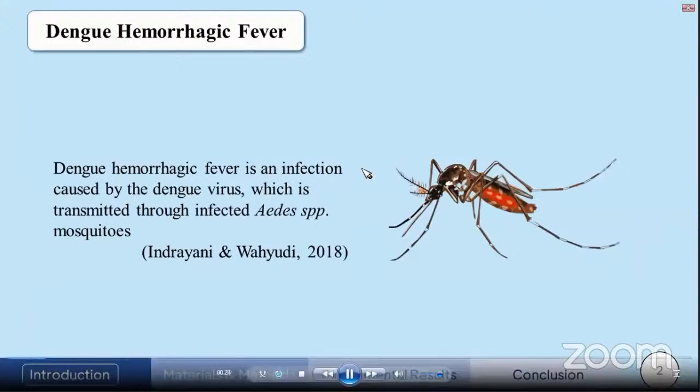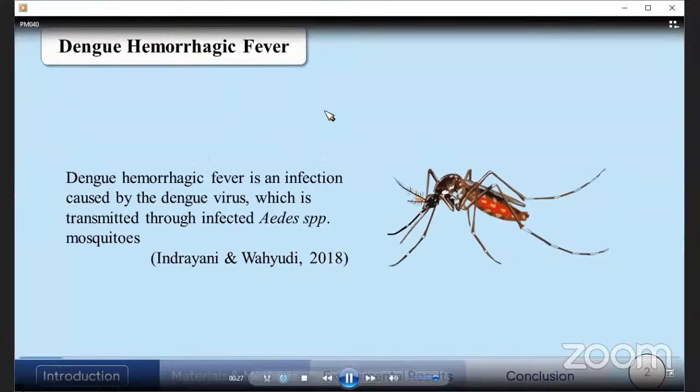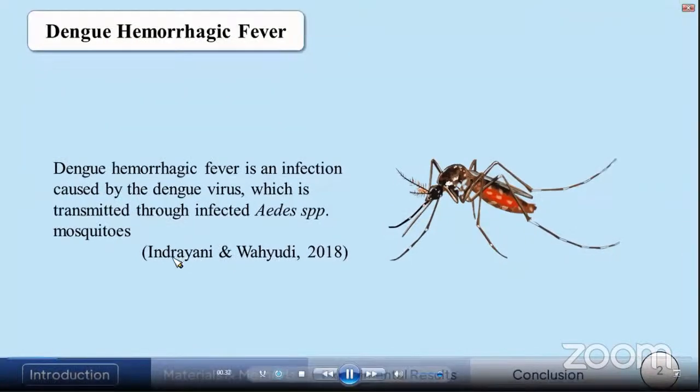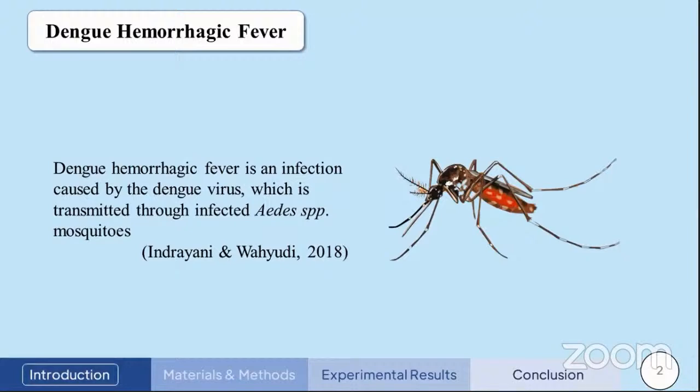First, we will discuss dengue hemorrhagic fever. Dengue hemorrhagic fever is an infection caused by the dengue virus, which is transmitted through infected Aedes aegypti mosquitoes. The existence of dengue hemorrhagic fever is due to three things. First is humans, second is mosquitoes as transmitters, and most importantly, the dengue virus.